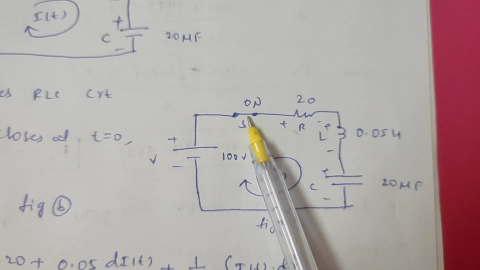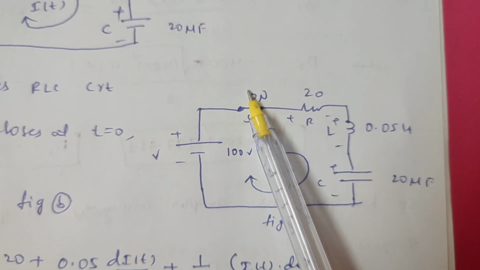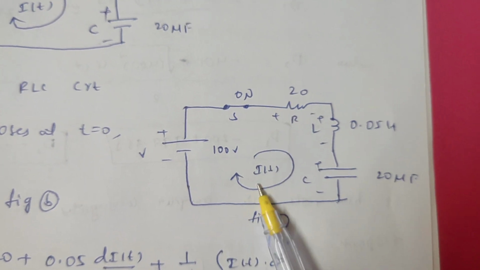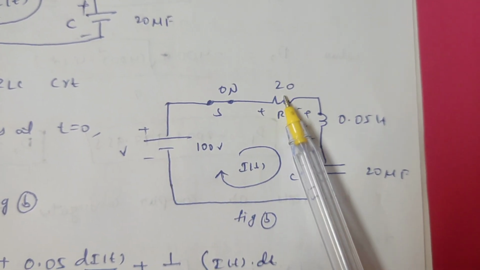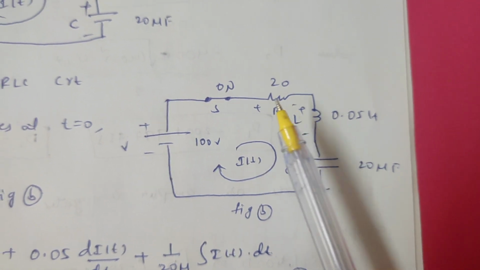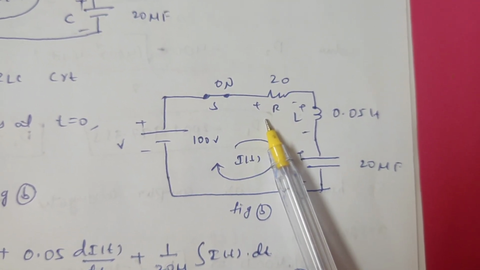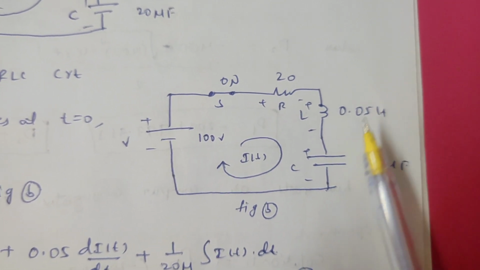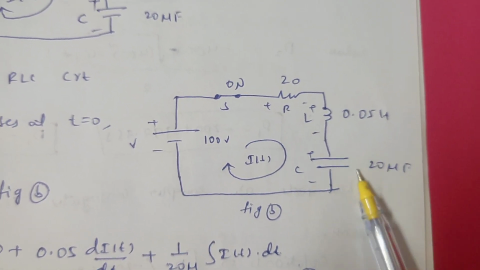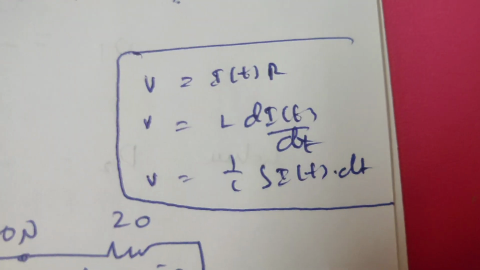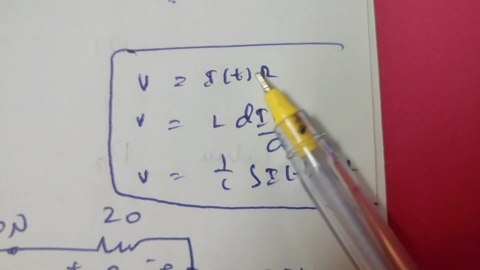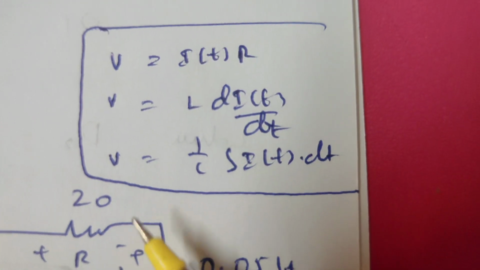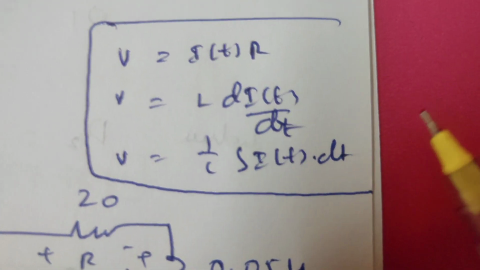When the switch closes, meaning at t equal to 0, the switch is on. So 100 volts is applied to this series RLC circuit. That voltage is developed across the resistor, inductor, and capacitor. The voltage across the resistor is V equal to i(t) into R. Across the inductor it is L into di by dt. Across the capacitor it is 1 by C integral of i(t) dt.